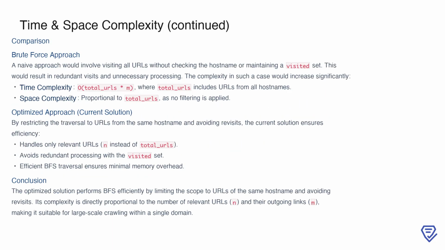To better understand the efficiency of the optimized approach, let's compare it to a brute force method. In a naive approach, all URLs are visited without checking the hostname or maintaining a visited set.